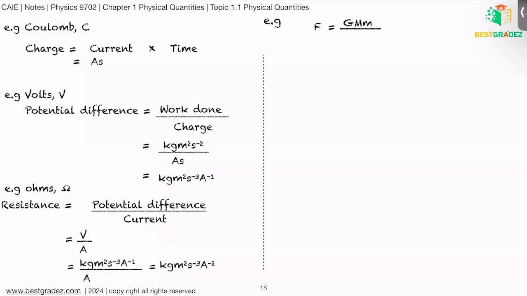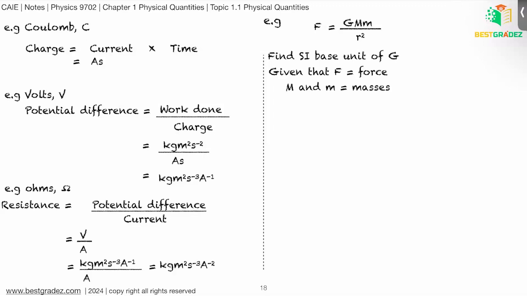That's a small variation. They can give you some formula, and they'll specify one of the physical quantities, and you have to find its base units. F is the force, M and M are the masses, R is the distance. So what do you think we should do in this case? Try this, what answer do you get? Then we'll find out. The first step that we have to do is we need to make G the subject.